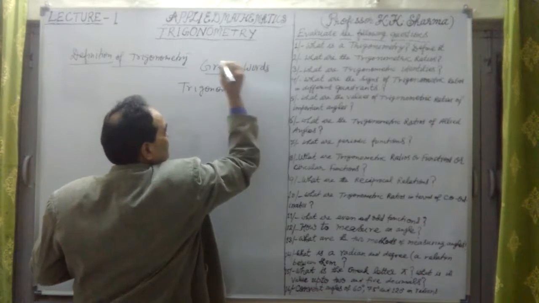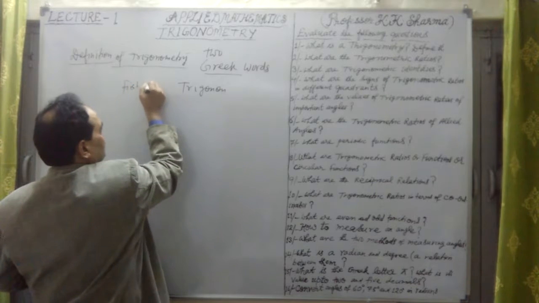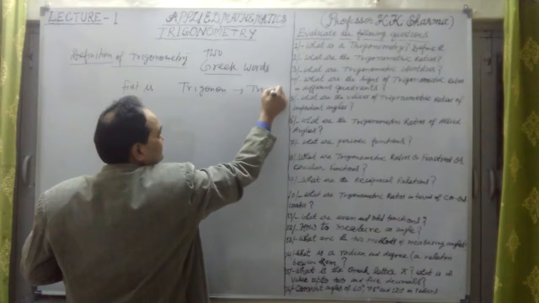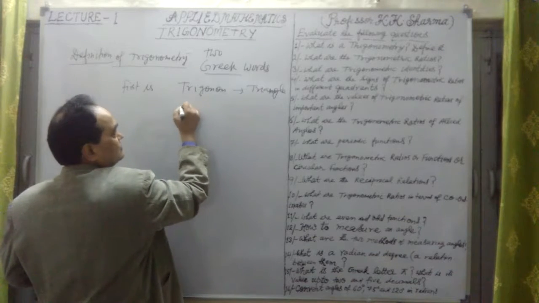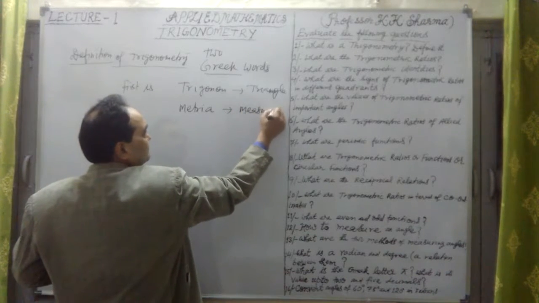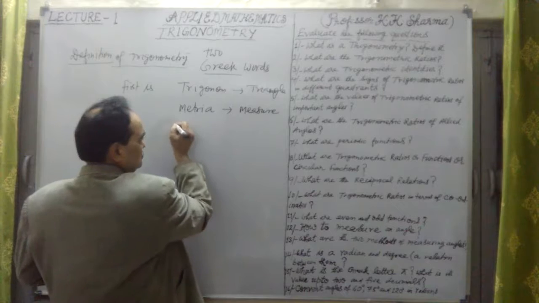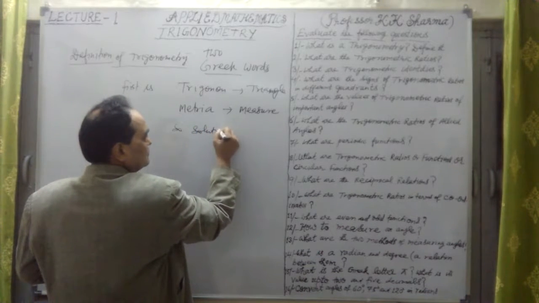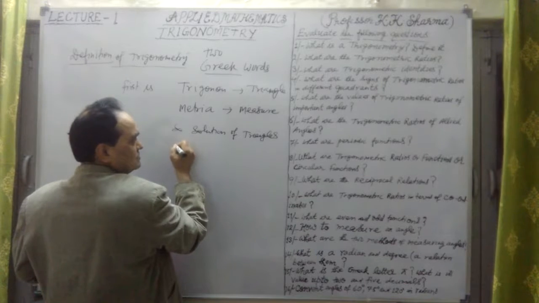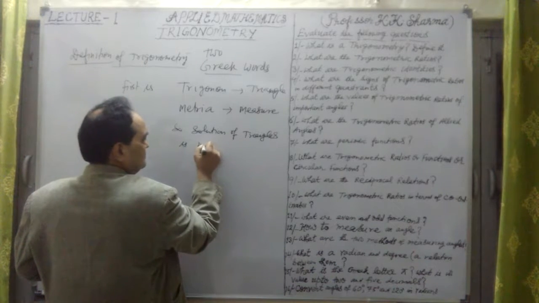The two Greek words. First is trigonon. Let me write here. Trigonon means triangle. And the second is metria. Metria means measurement or measure. So triangle measurement, or solution of triangles, or measurement of angles of triangles. The solution of triangles is known as trigonometry.